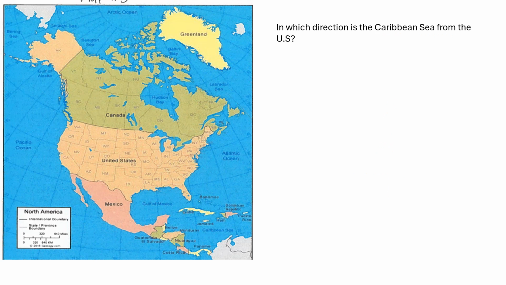Next question. In which direction is the Caribbean Sea from the United States? Here's the Caribbean Sea. Here's the United States. Here's my compass rose. So we leave the United States and we travel to the Caribbean Sea. I'll give you a hint there. That's not going to be a cardinal direction. That will be an intermediate direction.